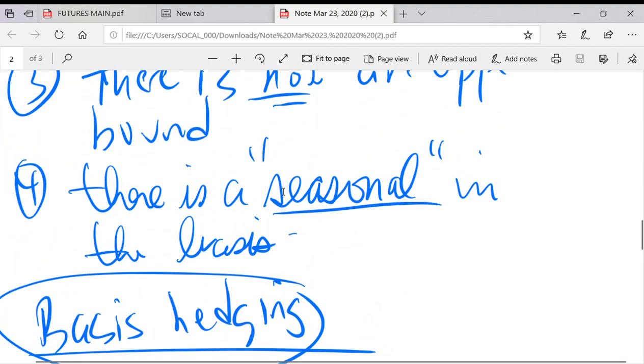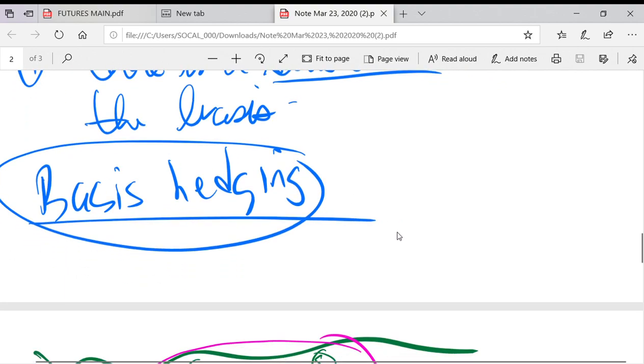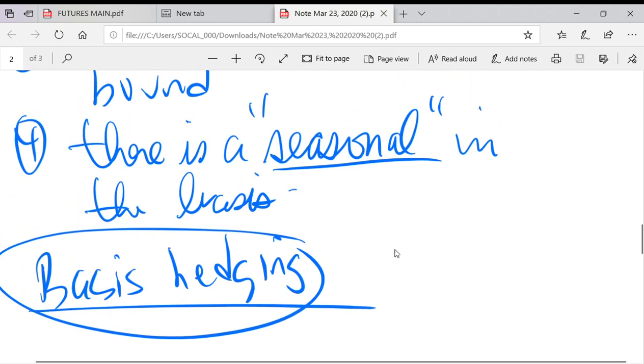Sometimes, especially when there's a seasonal in the basis, the basis, which is just the cash price moving relative to the futures price moving. Because the basis is just cash price minus futures price, sometimes the basis can move to our detriment, and so the idea of basis hedging comes in. The objective of basis hedging would be to supplement the basic hedge ratio analysis with timing decisions based upon predictable basis changes. And this is getting at this concept of a seasonal.